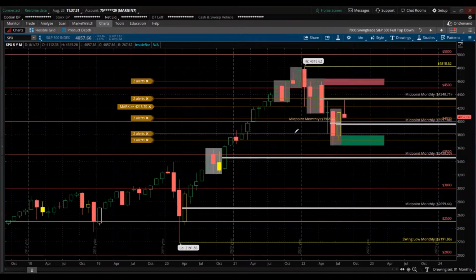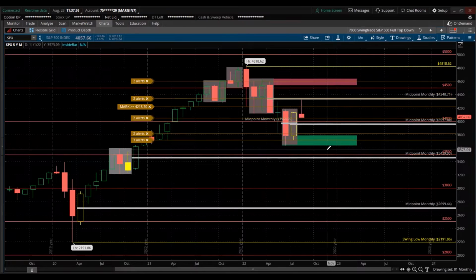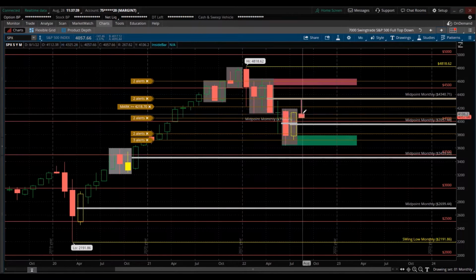Now I'm going to look at a monthly. Well, the month is not over yet. We're much closer to the end of the month than the beginning of the month. But again, it's not done yet. The current candle is red, near the bottom. Let's go forward.